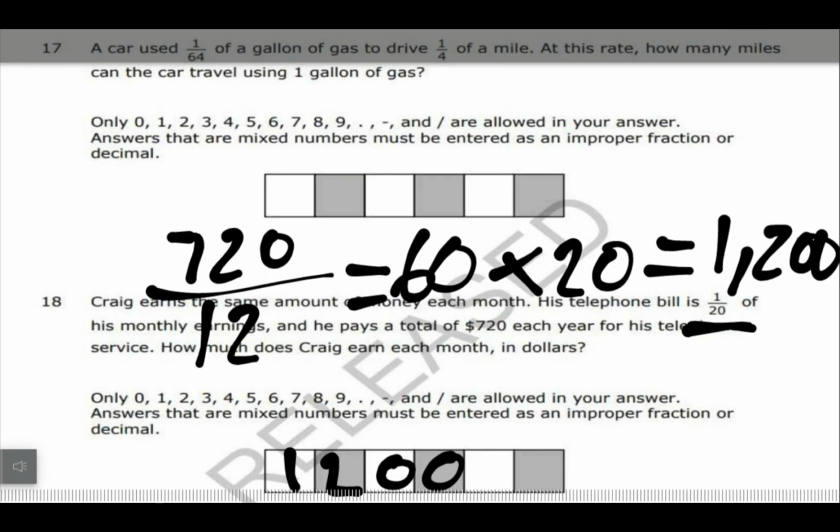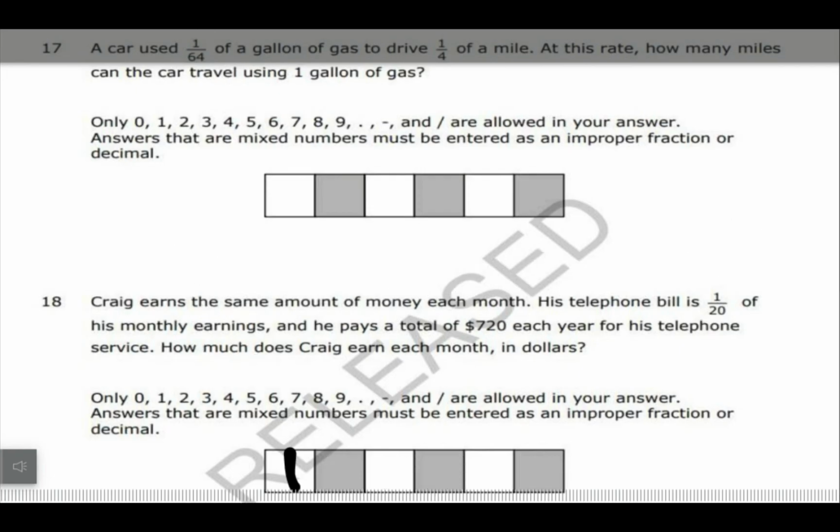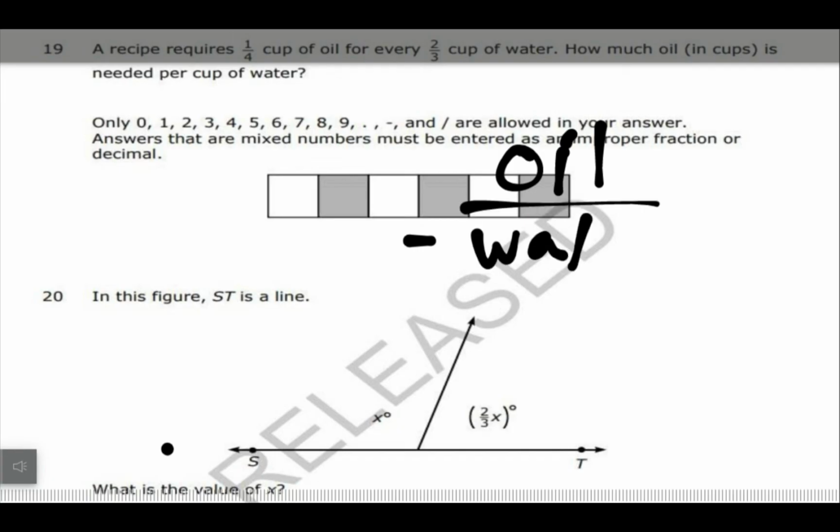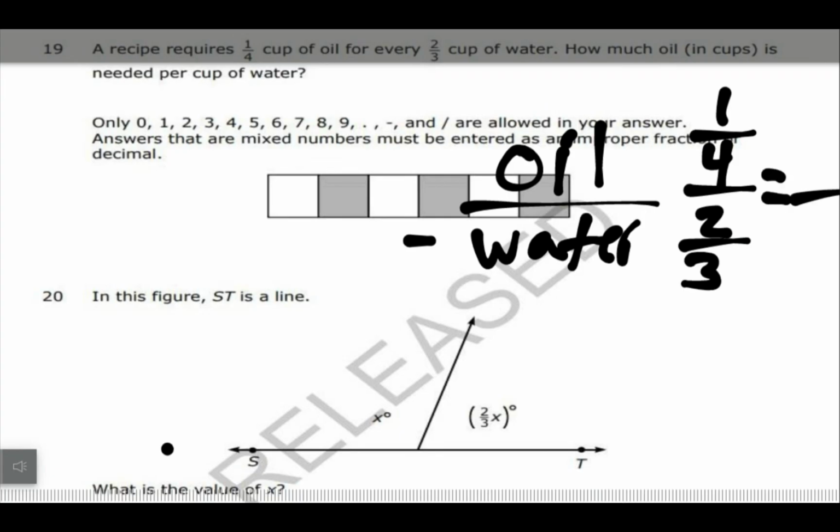So he makes $1,200 each month. All right, let me erase that. All right, I got 2 more. So for 19, again, we are comparing 2 things. So we're comparing 1/4 cup of oil for every 2/3 cup of water. How much oil in cups is needed per cup of water? So I would do a proportion for this. So I'm comparing oil and water. All right, in the problem, it states that 1/4 cup of oil is same as 2/3. We want to know how much oil, again, how much, that's my x, for 1 cup of water.